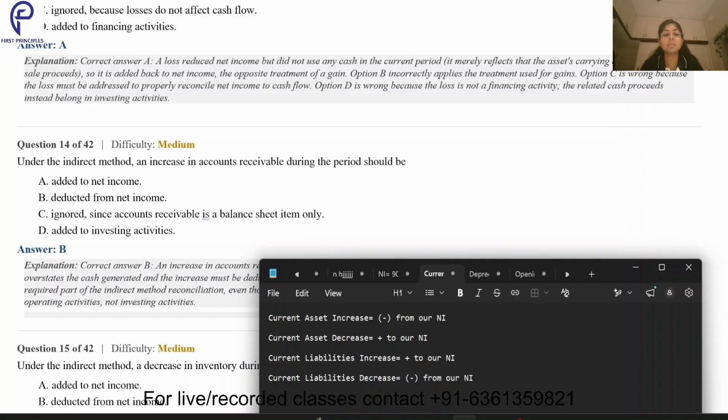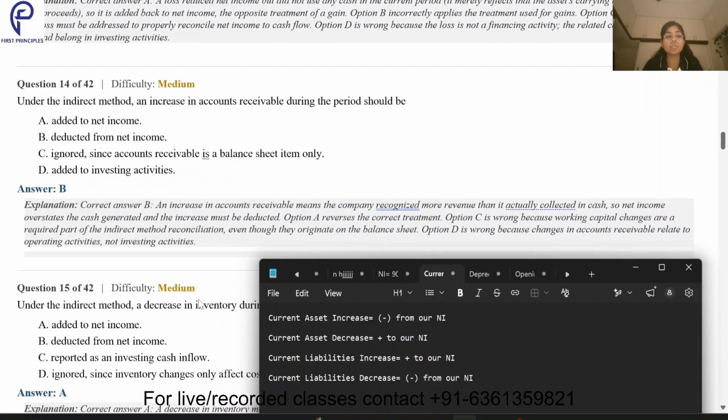So first of all, if there is any increase in current asset, that will be subtracted from my net income when we are calculating the cash flows from operating activities. If there is any decrease in current asset, that is added back to our net income. Then coming to the liabilities, if there is an increase in my current liabilities, it is added back to my net income. If there is any decrease in current liabilities, that is subtracted from my net income. That's all.